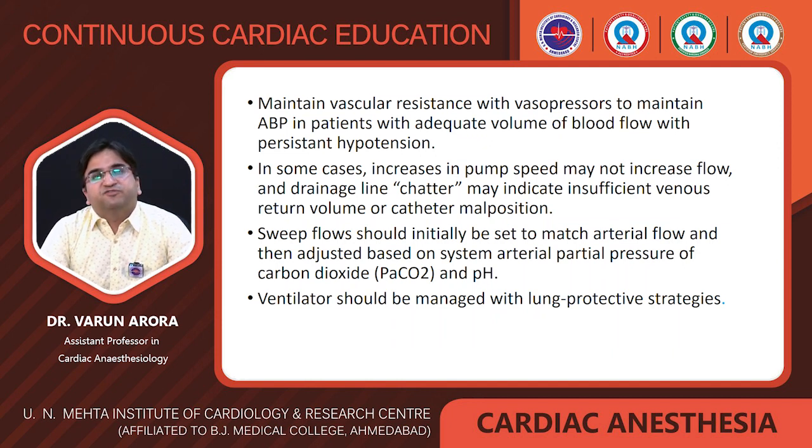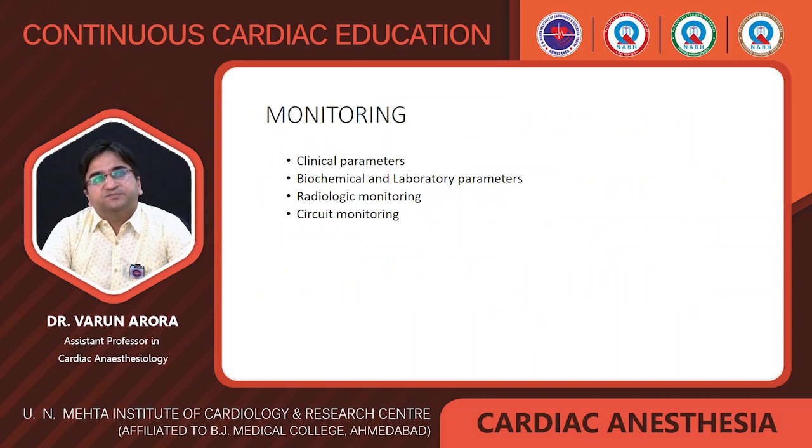Maintain the vascular resistance with vasopressors to maintain arterial blood pressure in patients with adequate volume of blood flow with persistent hypertension. In some cases, increase in pump speed may not increase the flow, and drainage line chatter may indicate insufficient venous return volume or catheter malposition. Sweep flow should be set to match arterial flow and then adjusted based on the systemic arterial partial pressure of CO2 and pH. Ventilators should be managed with lung protective strategies.